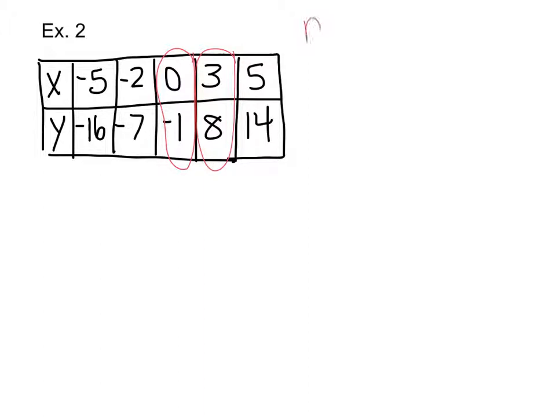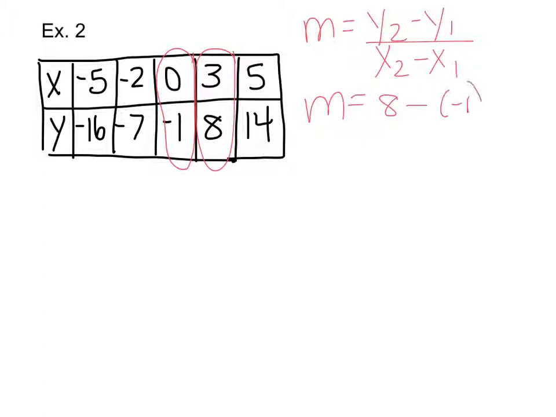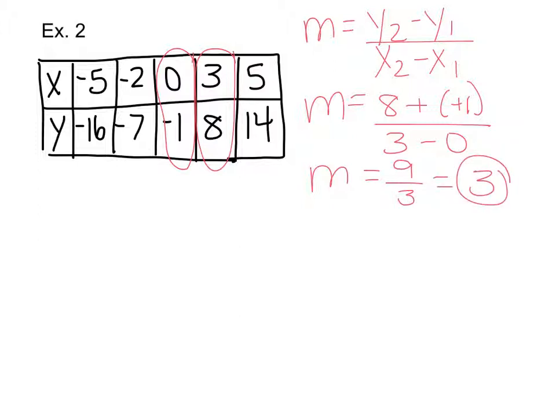So let's do our slope. y2 minus y1 over x2 minus x1. So subtracting the y's, I'm going to do 8 minus negative 1 over 3 minus 0. A minus and negative 1 on top is really going to let me add. So 8 plus 1 is 9. 3 minus nothing is 3. 9 divided by 3 reduces to 3. So my slope is 3.